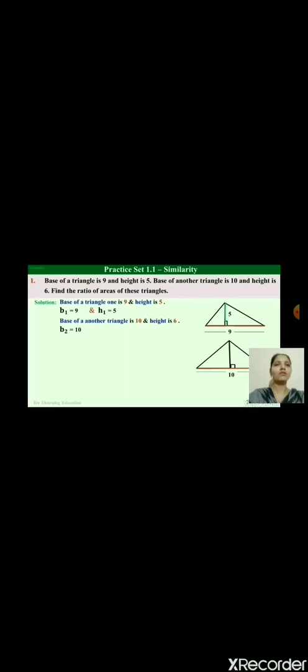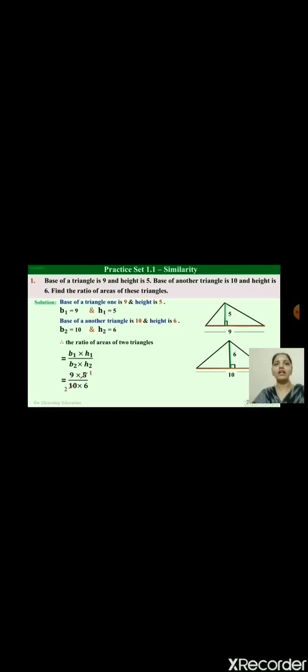Now here we have to use the formula. The ratio of areas of two triangles is equal to the ratio of the product of their bases and corresponding heights. Therefore, the ratio of areas of two triangles is equal to B1 into H1 upon B2 into H2. Now let's substitute the values here. B1 is 9, H1 is 5, upon B2 is 10, H2 is 6.